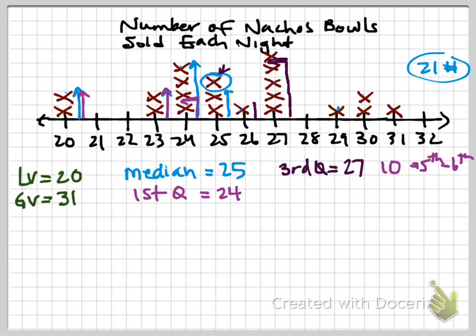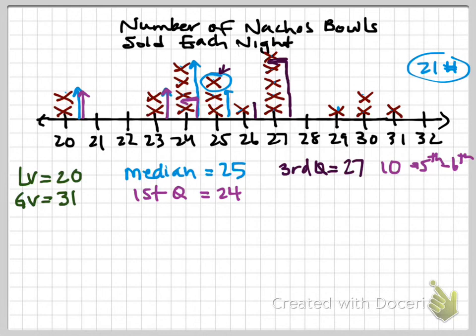Kenny: What's that thing on the right of the third quartile? Do you see that purple writing where it says 10? 10, fifth through sixth. That's saying that if I have 10 numbers, my median would be between the fifth and the sixth number.